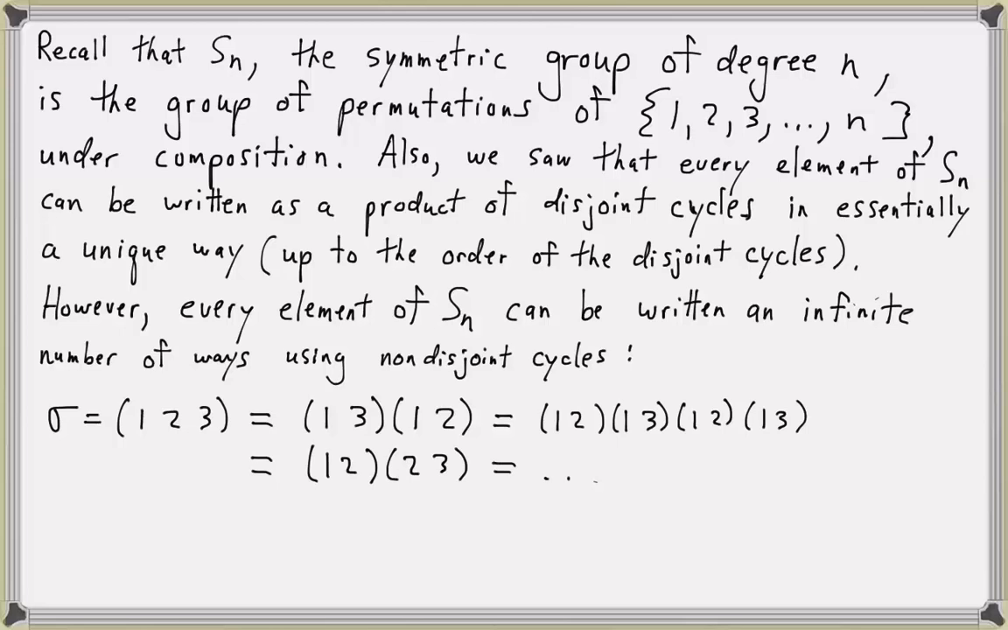But something that we're going to talk about: we've written the cycle (1 2 3) as products of two cycles. And another name for a two cycle is a transposition. So we'll see that we can actually write every element of Sn as a product of transpositions, not necessarily disjoint transpositions. So recall a couple of definitions.